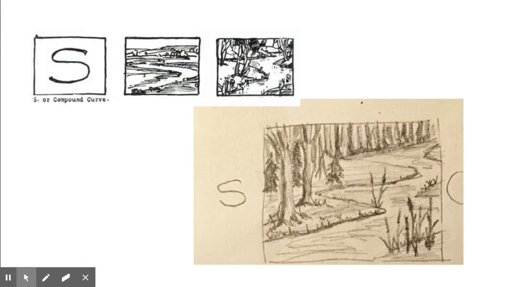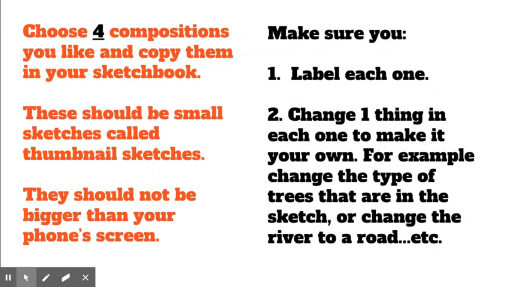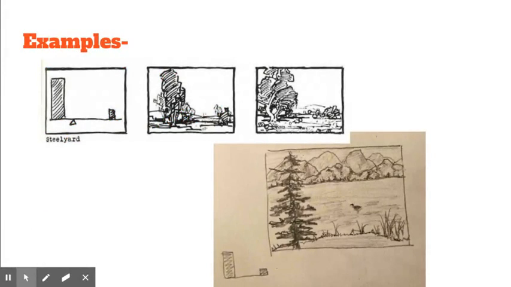little flowers or ferns. Okay, so you're going to choose 4 compositions from here, and you are going to change one thing about them. Okay, and you're going to draw small little sketches in your sketchbook, and you're going to label them and change one thing.